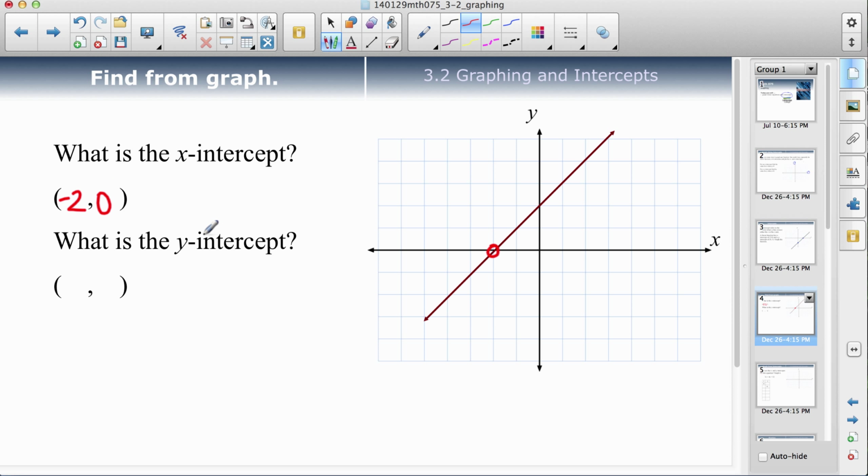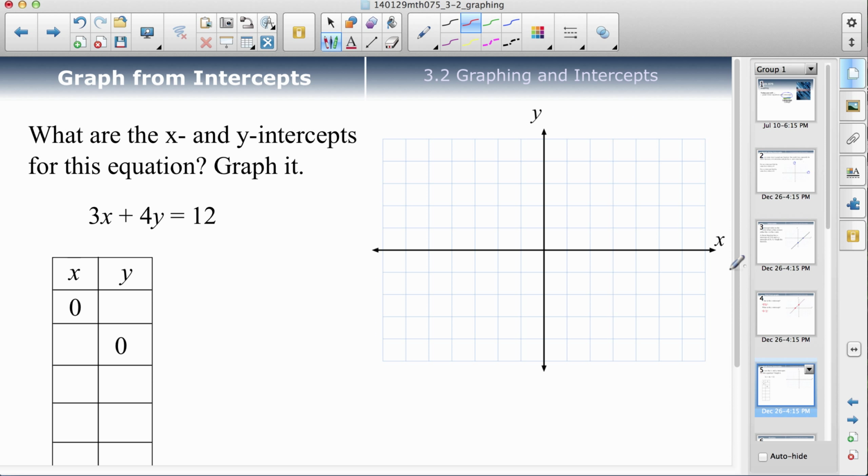Okay, now the y-intercept. Here's the y-axis. It crosses, looks like, right about there. So that's 0 to the left or to the right. Again, the y-intercept is always going to have a 0 value for x, and it's 2 up. So those are the two intercepts that correspond with that particular line.